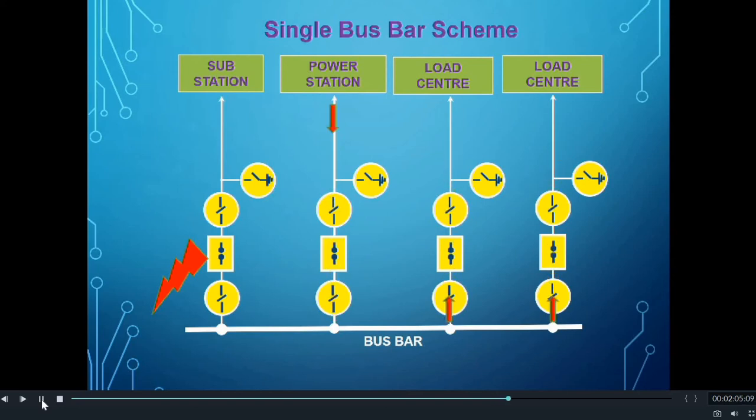And feeder 1 will come into service only after rectification of the fault of the circuit breaker in feeder 1. On removal of the fault of the circuit breaker, all the feeders will come into service again.